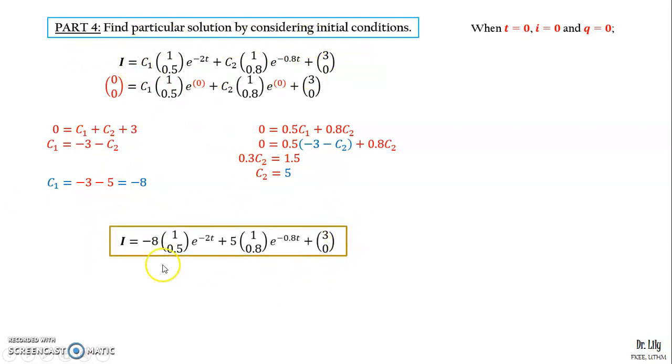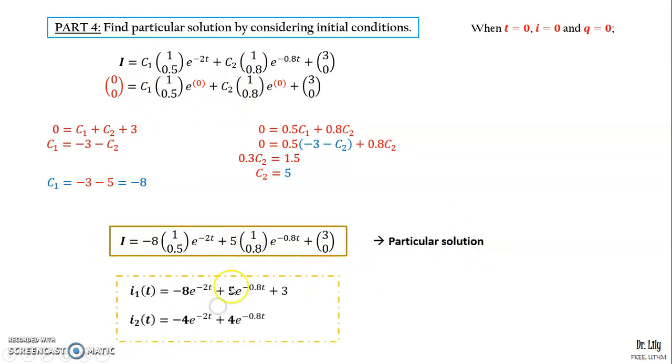So, dia punya particular solution is given by this equation. Okay. So, you gantilah nilai C1, negative 8. C2 adalah 5. Okay. And then ataupun this is your particular solution. Ataupun you boleh tulis juga dalam bentuk persamaan sebegini. So, your I1T equal to negative 8 eksponen negatif 2T plus 5 eksponen negatif 0.8T plus 3. So, untuk I2T is equal to negative 8 multiply 0.5, you dapat negative 4 eksponen negatif 2T plus. So, sini pun you multiply, you dapat 4 eksponen negatif 0.8T. Okay. So, this is the solution for I1T, the particular solution for I1T and I2T for the given network.